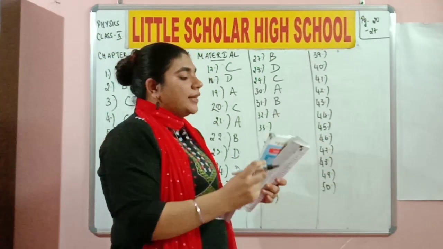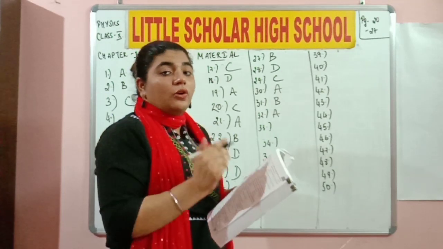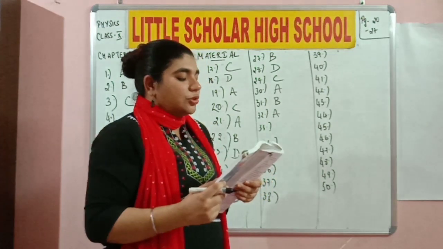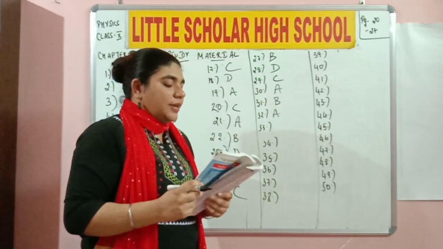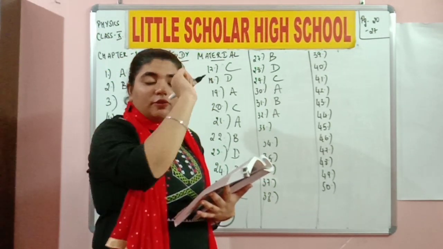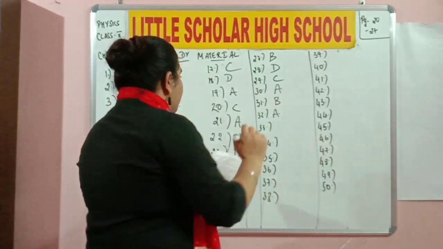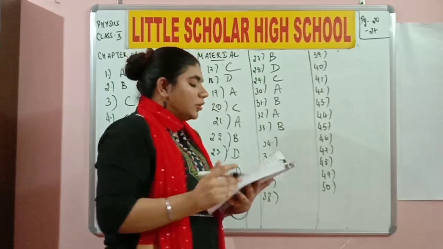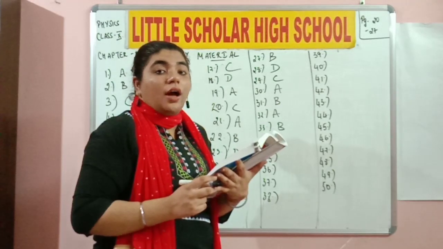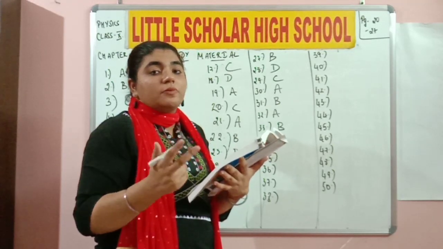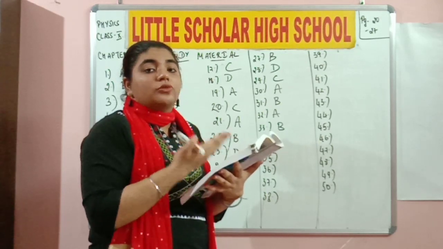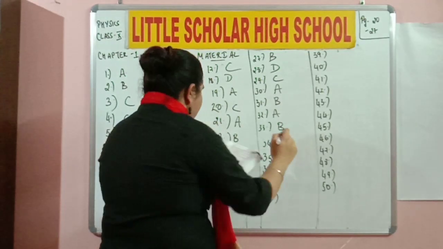33. Come to page number 23. Page number 23, 33rd objective. When parallel rays are incident on a concave mirror, on reflection, they meet at the focus. Yes or no? When the parallel rays are incident, the reflected rays are going to meet at the focus. So 33rd is option B. 34. What is the radius of curvature of the mirror if the focal length is 20? What is the formula? R is equal to 2F. So twice the focal length gives me the radius. The focal length is given as 20, so 2 into 20 gives me how much? 40. So 34th one is option C.